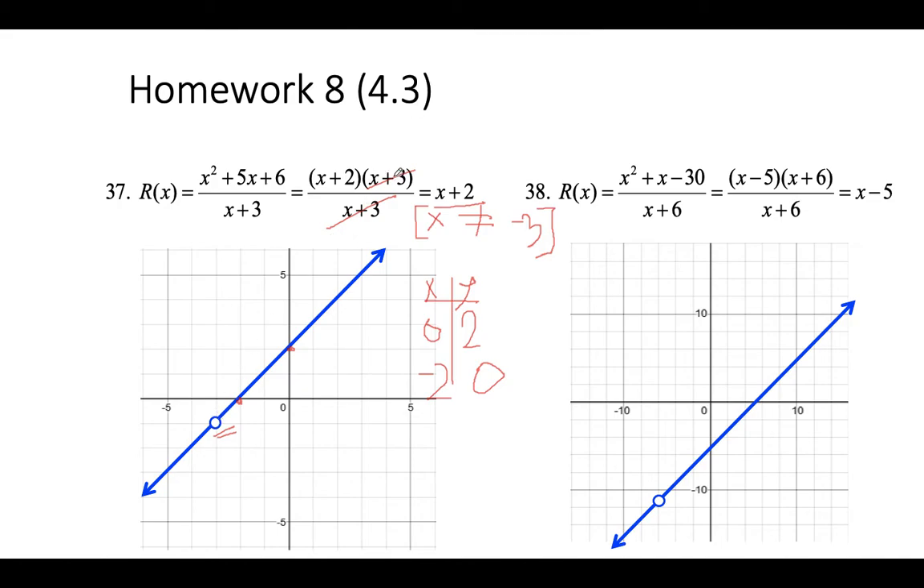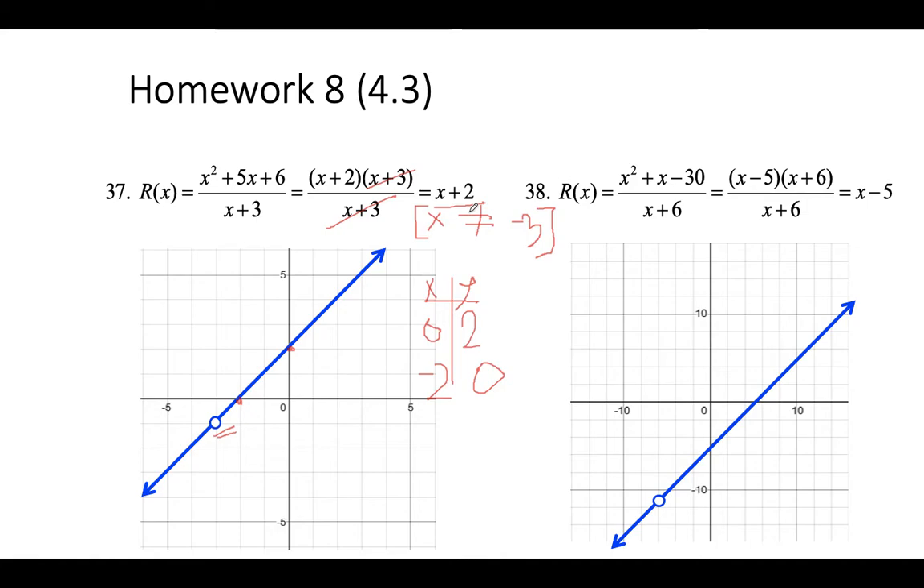So still, if anyone asks you, what is the domain of this graph? What is the vertical asymptote of this graph? The domain is all the real numbers other than minus 3, because if you put minus 3 here, the function becomes undefined. Vertical asymptote, nothing, because there is nothing in the denominator after the cancellation. So there is no vertical asymptote.